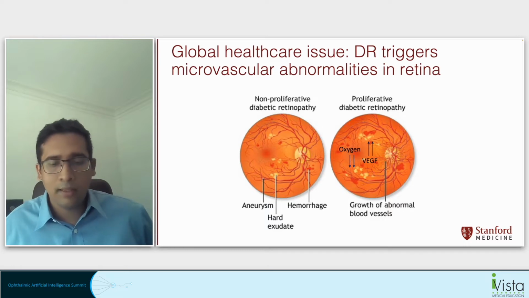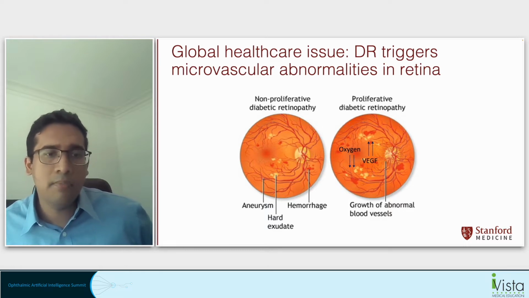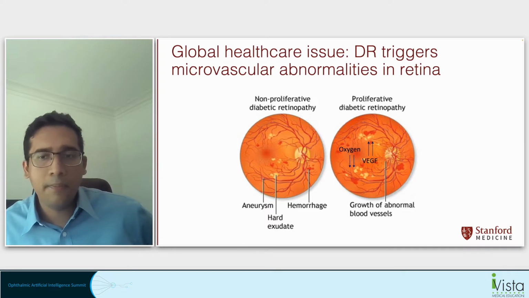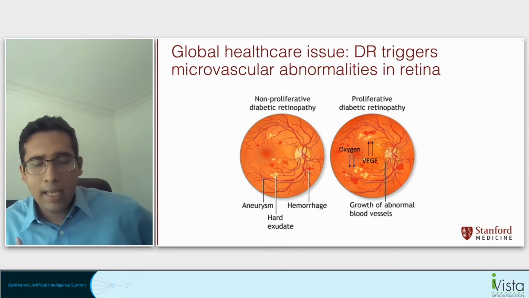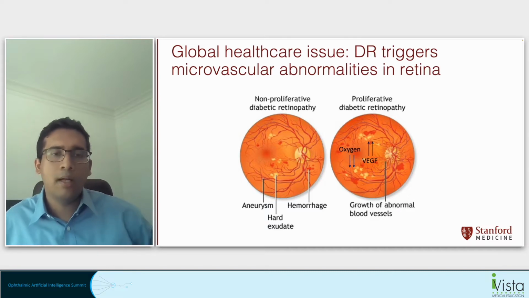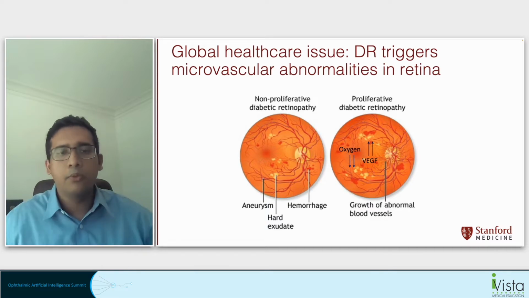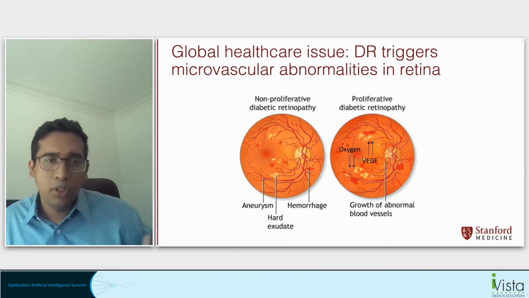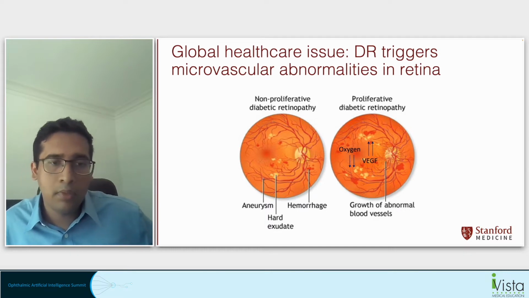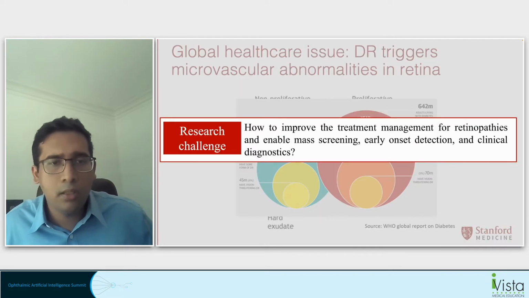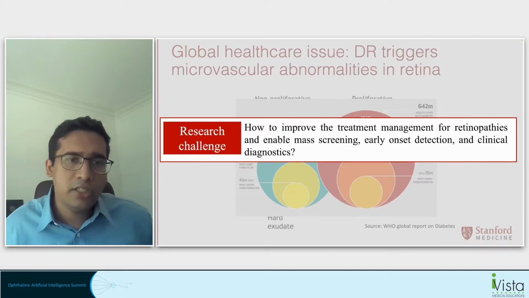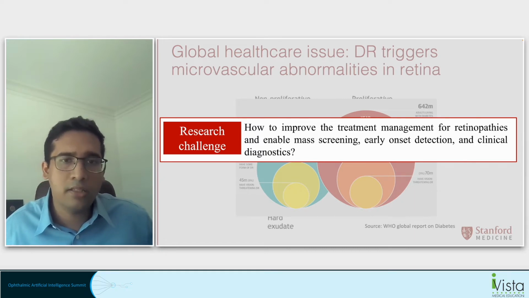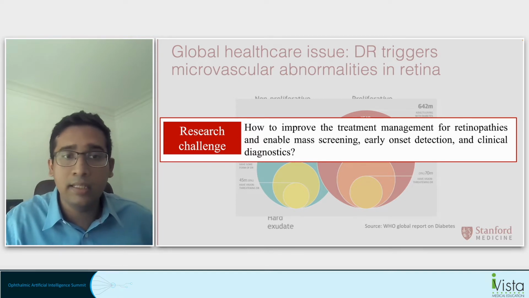DR normally has two stages. The early stages, which are characterized by microaneurysms, exudates, etc., are NPDR, and then as it moves to more progressed stages, we can see growth of abnormal blood vessels, and there it goes up to proliferate into the retinal tissues, and there can be irreversible vision impairments. So the research challenge is how to improve the treatment management for retinopathies and enable mass screening, early onset detection, and clinical diagnostics.